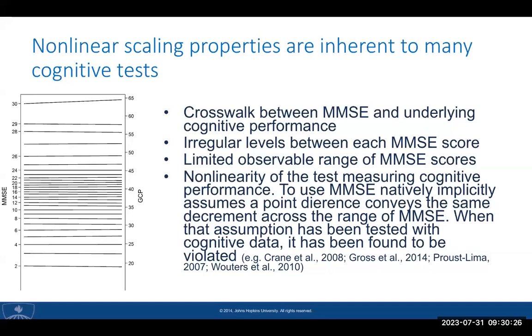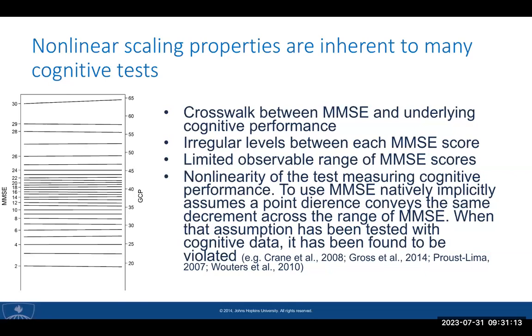in the score range. What I'm showing at left here on the screen is a crosswalk between the MMSE and a cognitive factor score that we developed that we think is relatively free of nonlinear scaling properties. And you can see that there are irregular levels between each MMSE score and general cognitive performance. The factors that we provided to you that are used in the HCAP studies for cross-national comparisons are based on similar methodologies to this general cognitive performance factor. So we're doing our best to try to reduce these nonlinear scaling properties.